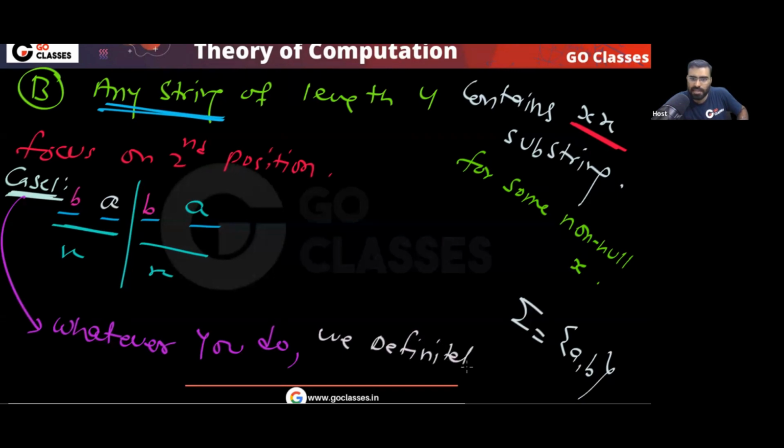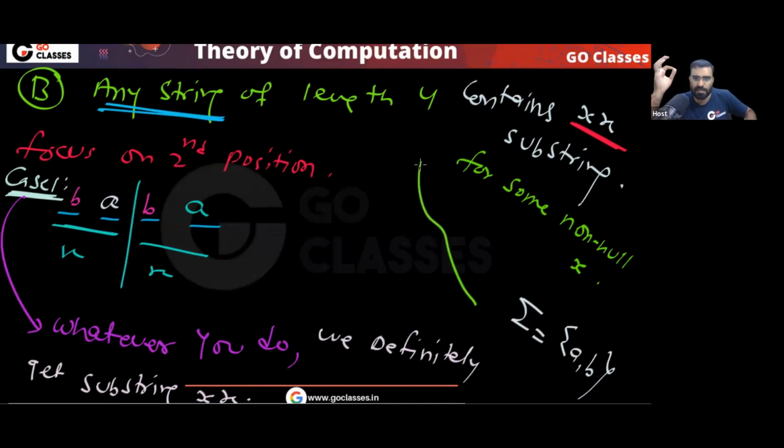We definitely get substring XX. Is this clear? Please tell me, did you understand the proof? See, simple, right? A very simple proof. You can easily prove it.